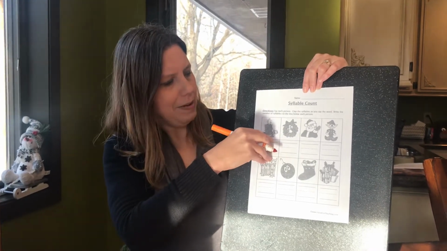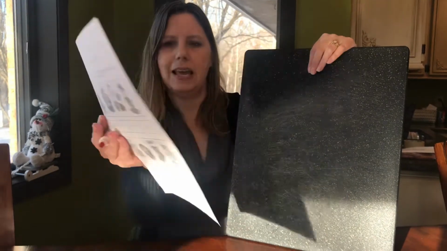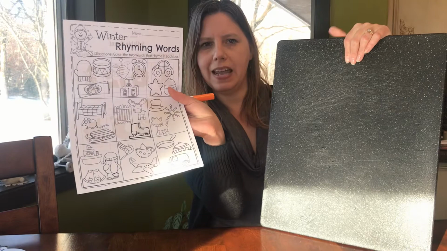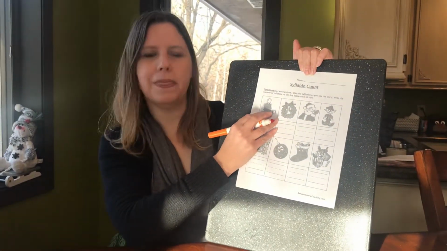Right, children of God, now it's time to get out your sheet that looks like this. One side looks like this, and the other side looks like this. So go ahead and find that in your bag and take it out. Today we're going to start with our syllable count. Can we all put our thinking caps on?